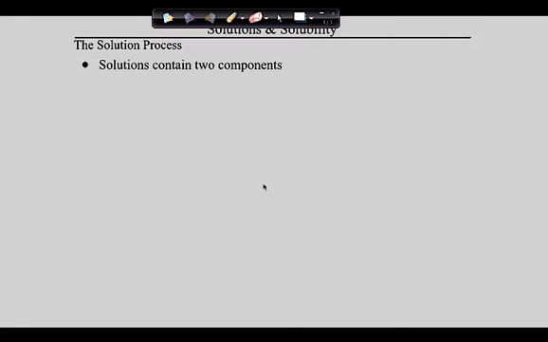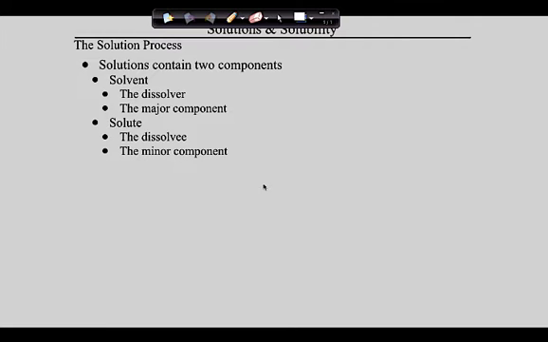Here we go. So guys, when we talk about solutions, we're talking about two components, right? What are they? Solute and solvent. So guys, solvent is the dissolver. The solute is the dissolvee, the thing that is being dissolved. Now, guys, we talk about this idea of major and minor components when we talk about liquid-liquid systems, but we'll talk more about that in a minute.